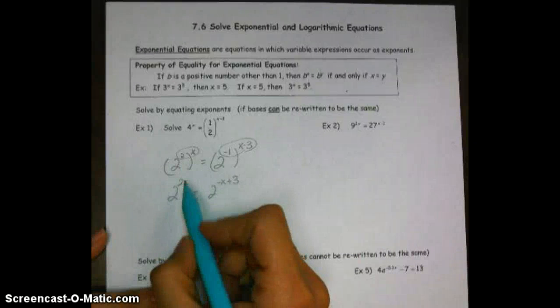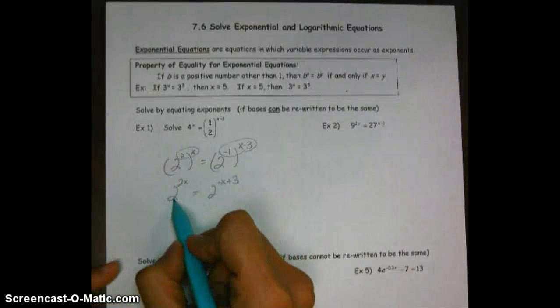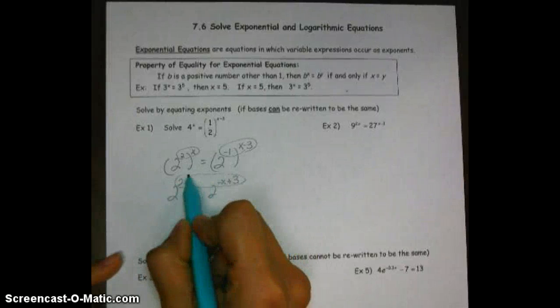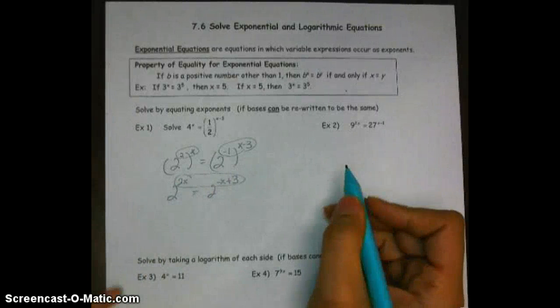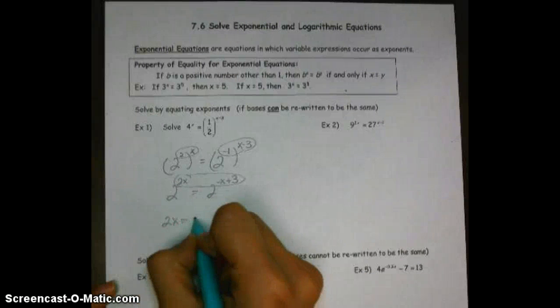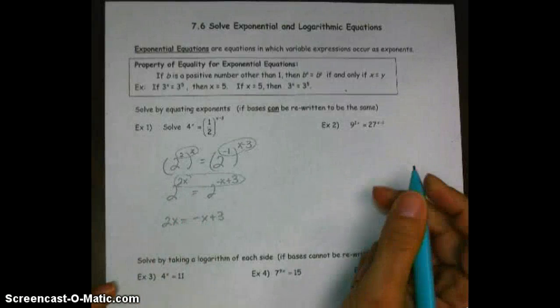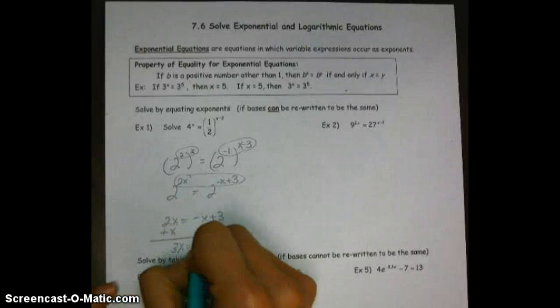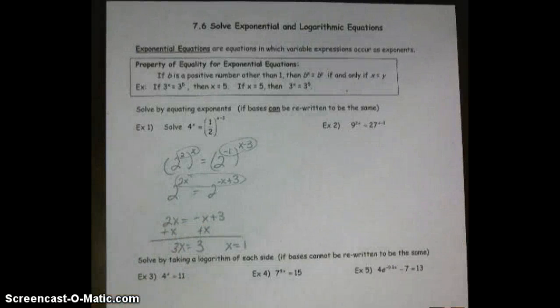And then we have an equality property that says if your bases are the same, that must mean my powers have to be equal to each other. So now we have 2x equals negative x plus 3. And then you simply solve for x after that. And so I get back x equals 1.